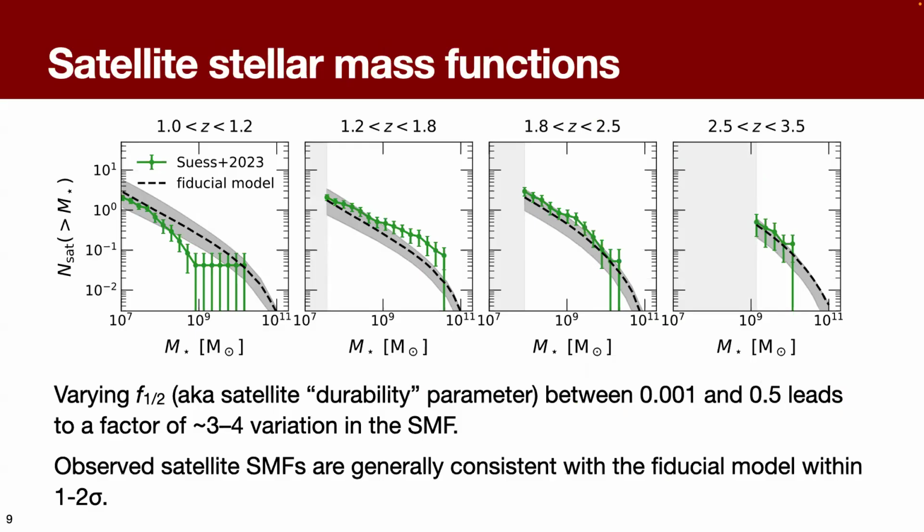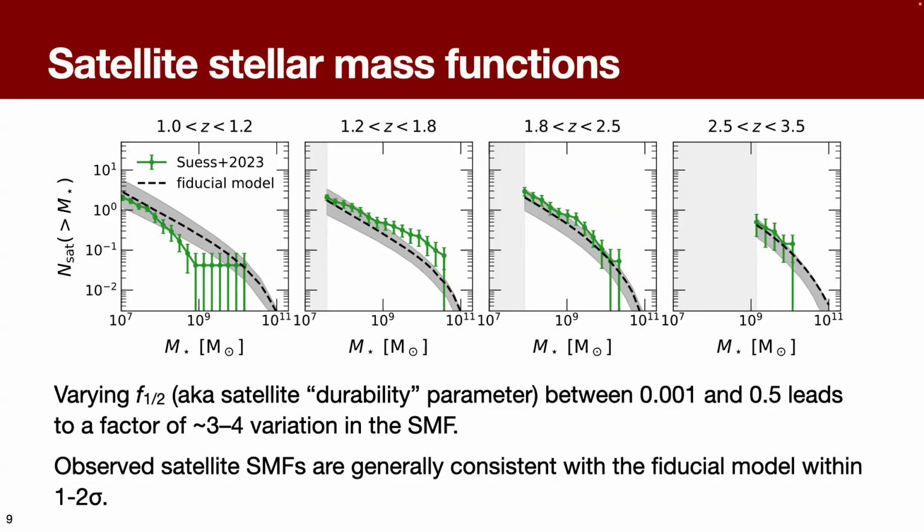Here I am comparing the cumulative satellite stellar mass functions measured from the JWST observations, so those are the green curves, and predicted by our fiducial model, so those are the black dashed curves. And then the dark gray shaded regions are showing the range of stellar mass functions that are allowed by varying f_1/2 in our model between 0.001, which sets the upper bound, and 0.5, which sets the lower bound.